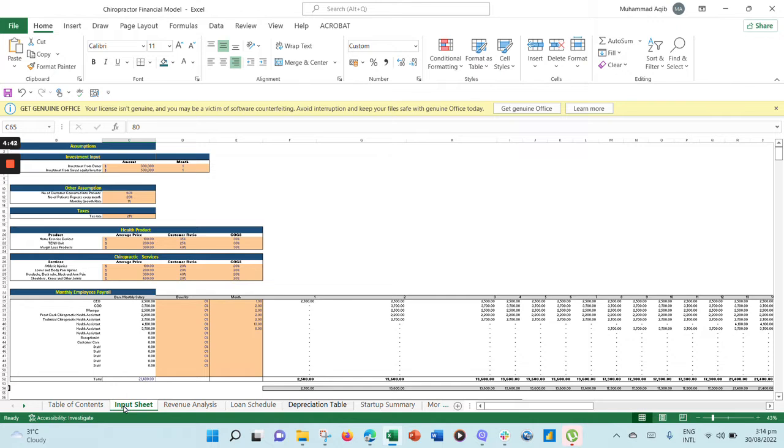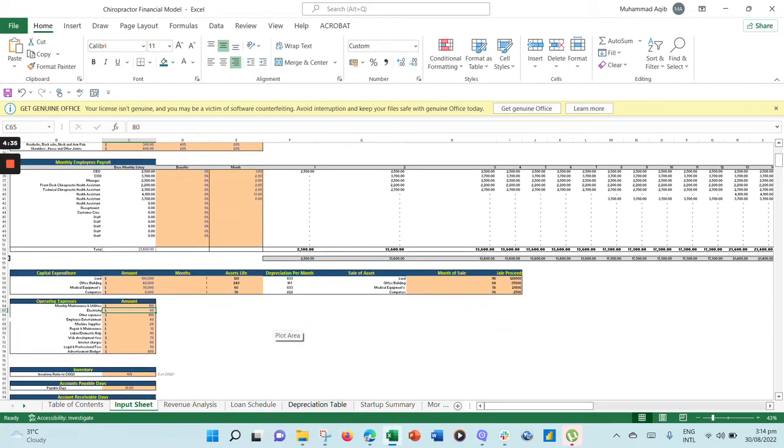It also includes different products and services being sold by the chiropractor, as well as different operational expenses incurred by the business, for instance, electricity and utility bills, employee payroll, web development, and other expenses. This also includes capital expenditure incurred by the business as well as inventory and accounts payable days.